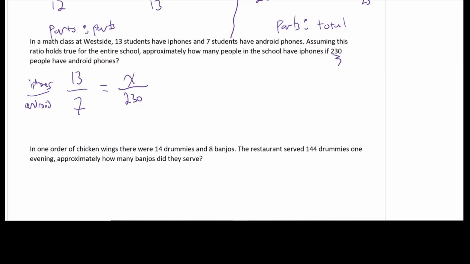So again, you can solve this. I've got 2 ways to solve this. You could do scale factor, and that would be figure out what do you times 7 by to get 230. But I really like the crisscross method. I think that's the fastest, easiest way to do it. So again, the crisscross method, you draw an X top to bottom, bottom to top. You will always get 2 numbers that connect to each other.